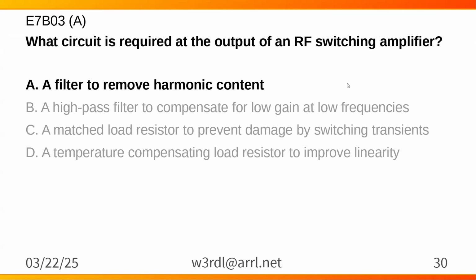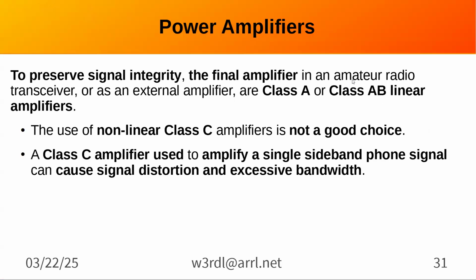Because all you got is a bunch of square waves, and square waves are full of what? Harmonics, right? We kind of talked about that. You don't use class C for stuff where you need linearity or to preserve the input. And you don't want to use a class C because you can get all kinds of distortion, which could create excessive bandwidth because of the harmonics being generated.